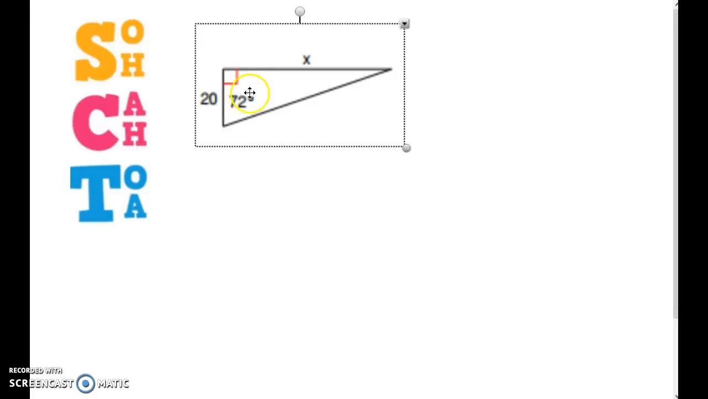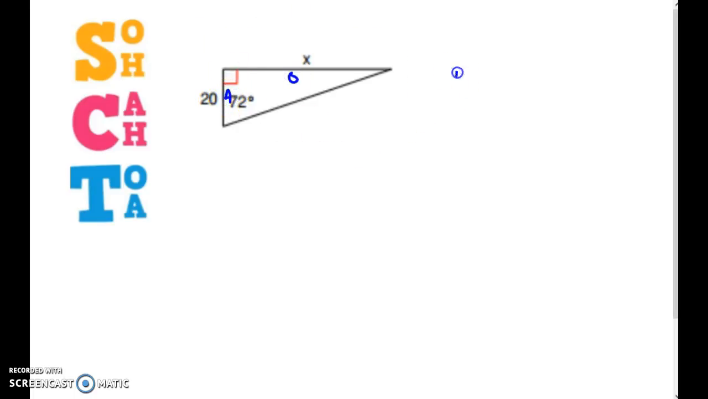So here we get another one. My setup here, I want to try and pick a trig ratio that's going to involve my angle 72, the x, and the 20. From 72's perspective, x is going to be the opposite, and 20 is going to be the adjacent. So what I want to do is say that the tan of 72 is going to equal the opposite over the adjacent. Now this presents a problem because I don't know what tan of 72 is off the top of my head. It's something a little bit weird.